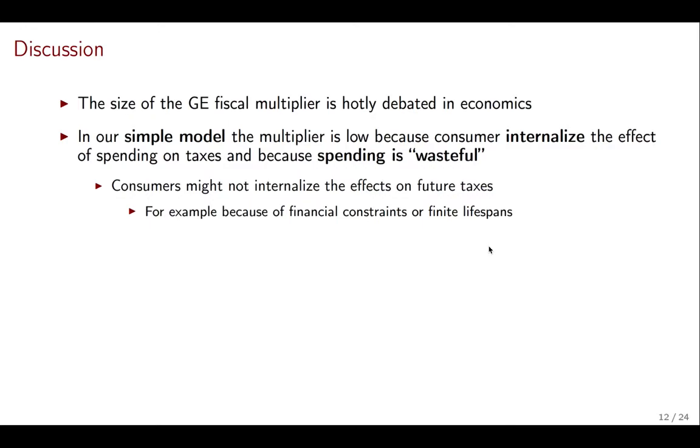In reality, consumers might not be able to internalize the effect on future taxes. So if taxes are not going to come today, but sometime in the future, consumers might not care. And they might actually not crowd out consumption. They might not have that negative wealth effect. This can happen if they have financial constraints. This can happen if they have finite lifespans and taxes are going to go up, but way into the future. And so these are things that might not hold in reality, but tells us something about which features of the model are important to understand the effects we see.